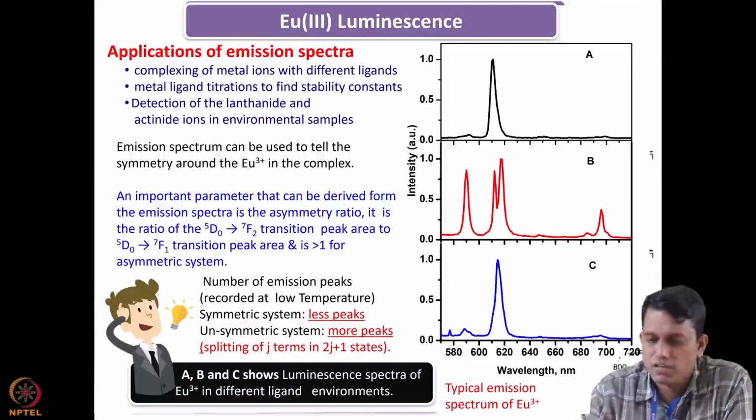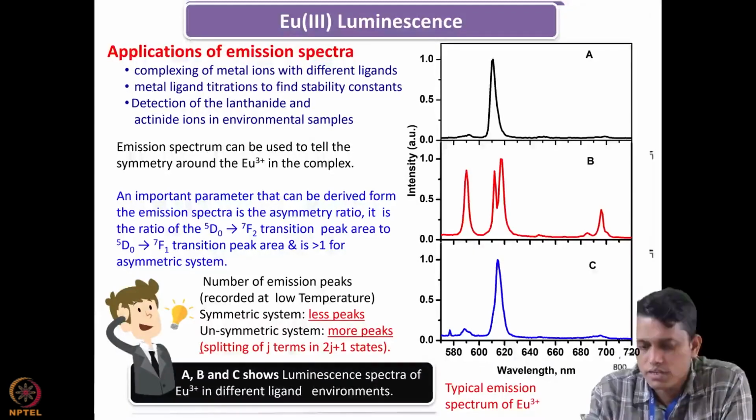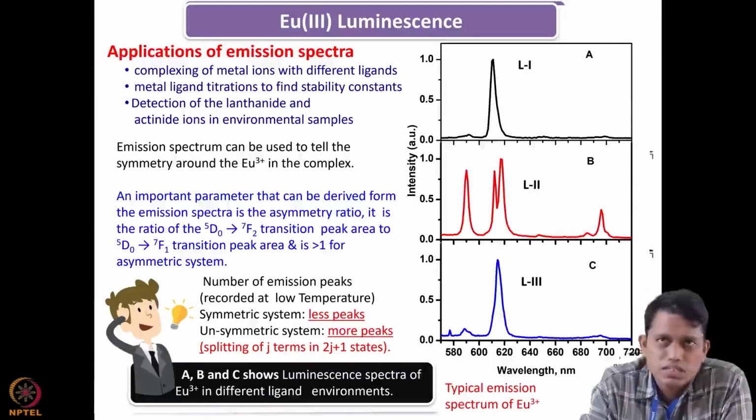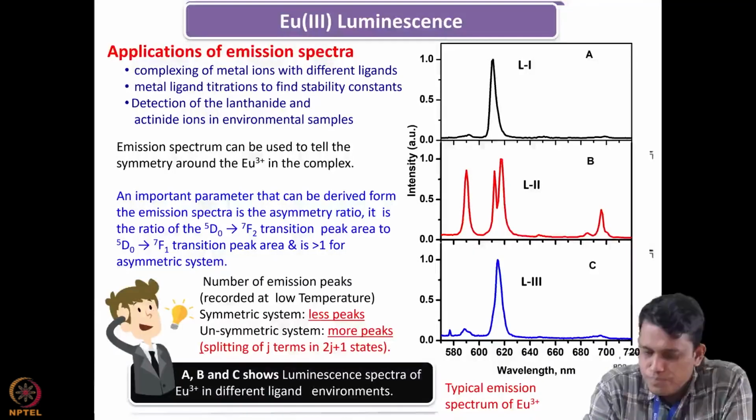So suppose you have a complex, let us say europium, with three different ligands, that is L1, L2 and L3. But you can see directly from this figure that although they have europium in the center, the peak intensities and the splitting and the pattern are quite different from each other. So just by looking at this spectrum, what information you can directly derive is that the symmetry around the europium ion in the three systems is different.